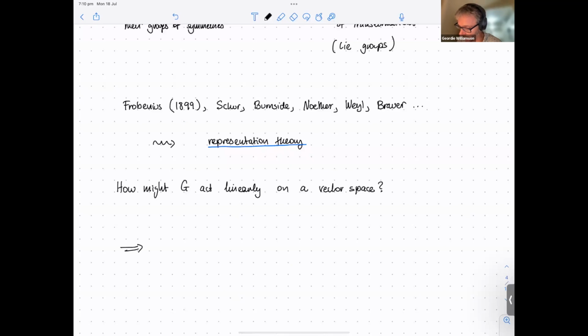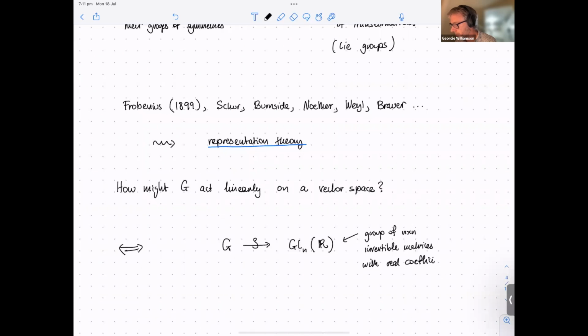So this is the same thing as asking what are the maps from G to GL_n(R). So this is the group of n by n invertible matrices with real coefficients. Okay, so this is a very concrete problem.